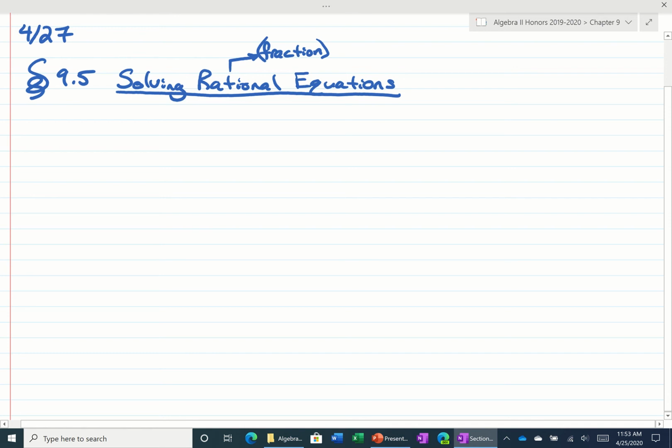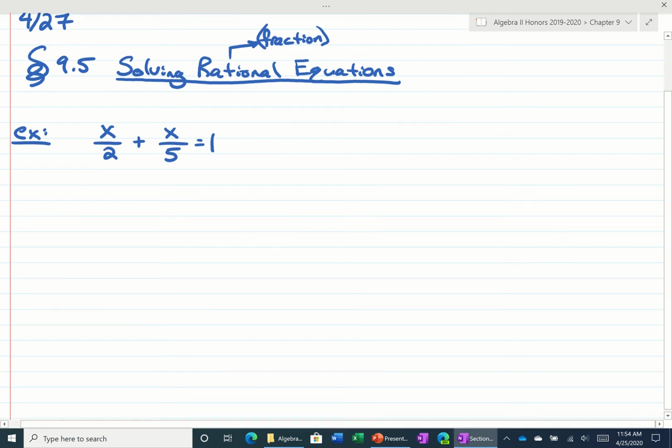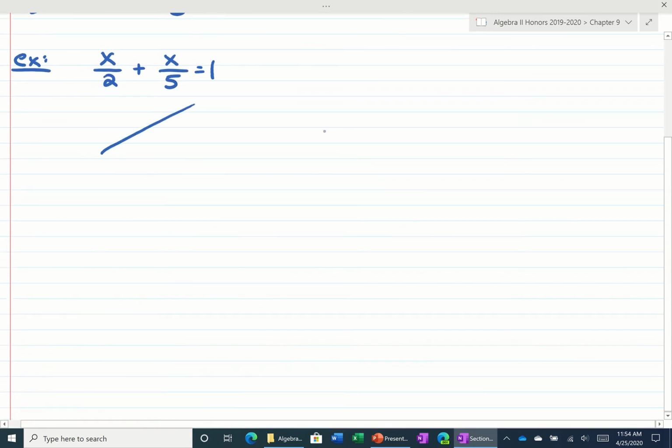So when we're solving rational equations, that means that we're going to have some more fractions, but you guys know fractions is my middle name. And we might have equations that look like this: x over 2 plus x over 5 is equal to 1. Now, we talked about how to handle fractions before. We could get a common denominator and then cross multiply, or one thing we could do is get rid of fractions altogether. So I'll show you both techniques, and then you guys decide which way you would prefer.